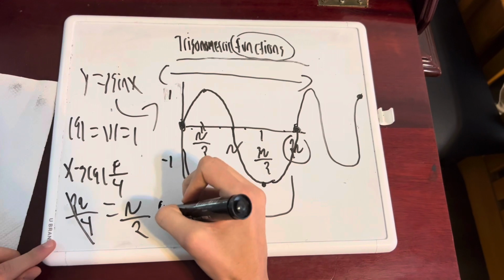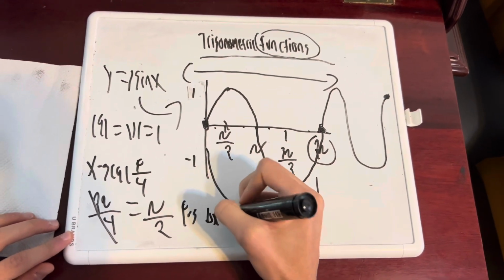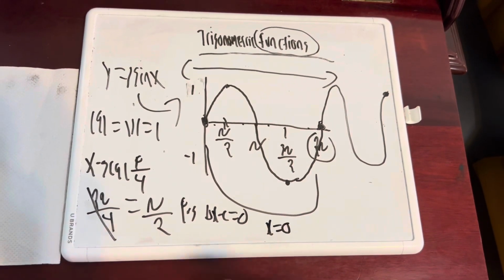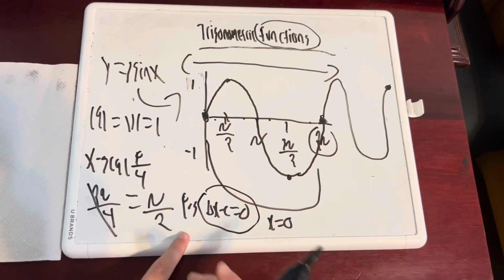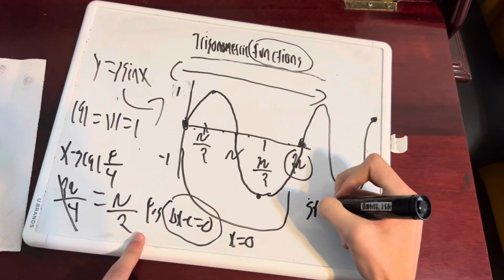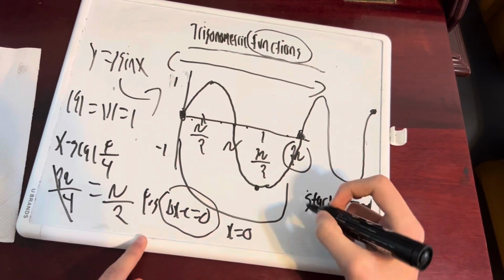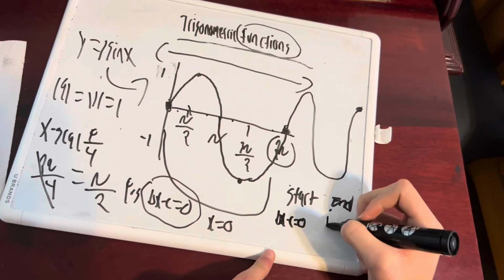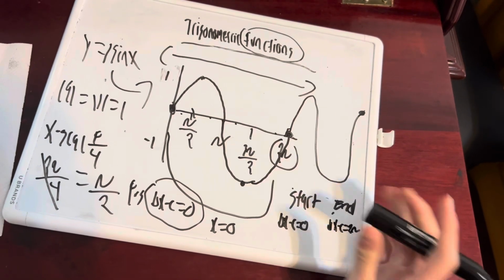And then our phase shift, in this case, we know it's nothing, right? Because what is bx minus c equals 0? We only have the case x equals 0. So we know that our graph is not shifting left or right. And this you need to memorize. With the phase shift, you can also find your start and your end. Your start is bx minus c equals 0, and your end is bx minus c equals 2 pi, because that's where our first period finishes.